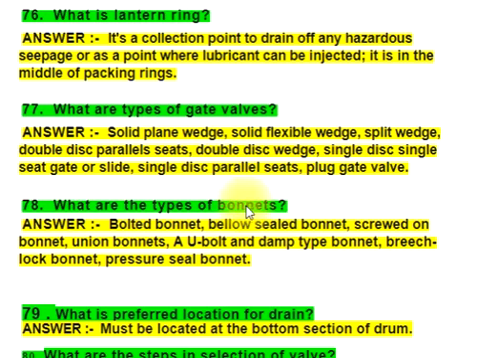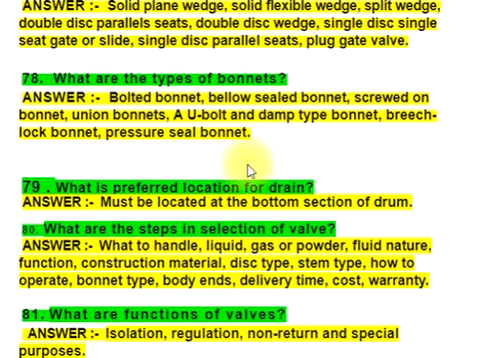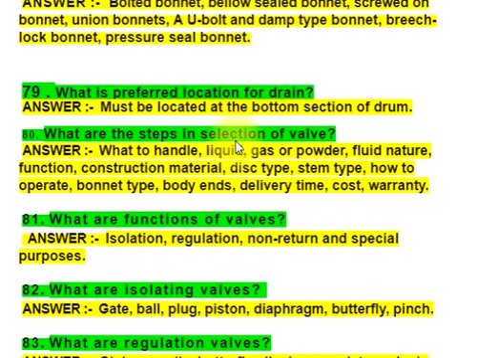78. What are the types of bonnets? Answer: bolted bonnet, bellows sealed bonnet, screwed-on bonnet, union bonnets, bolt and clamp type bonnet, breech lock bonnet, pressure seal bonnet. 79. What is preferred location for drain? Answer: must be located at the bottom section of drum. 80. What are the steps in selection of valve? Answer: what to handle, liquid, gas or powder, fluid nature, function, construction material, disc type, stem type, how to operate, bonnet type, body ends, delivery time, cost, warranty.